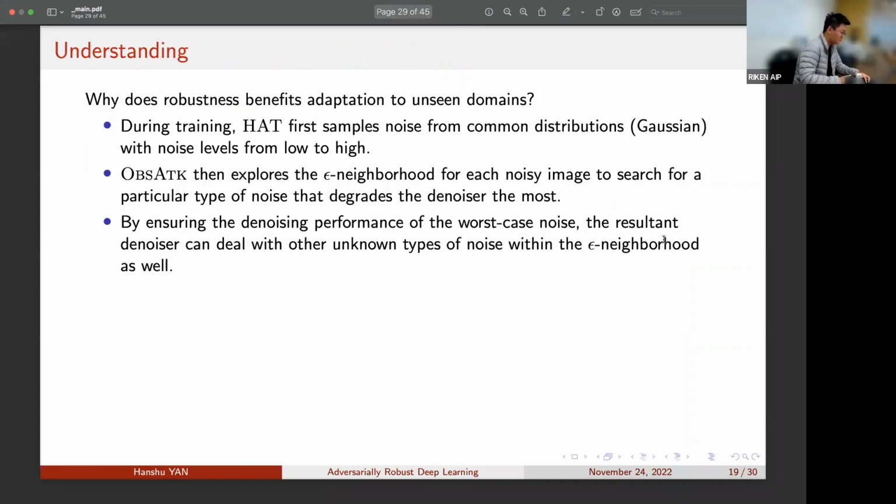So here is a simple understanding of why robustness benefits the adaptation to unseen noise. During adversarial training, HAT first samples the noise from common distributions like Gaussian, and the OPS attack then explores the neighborhood of each noisy image to search for a particular type of noise that degrades the denoising most. Because we ensure the worst-case performance, the resultant denoiser can deal with unseen types of noise within the neighborhood.